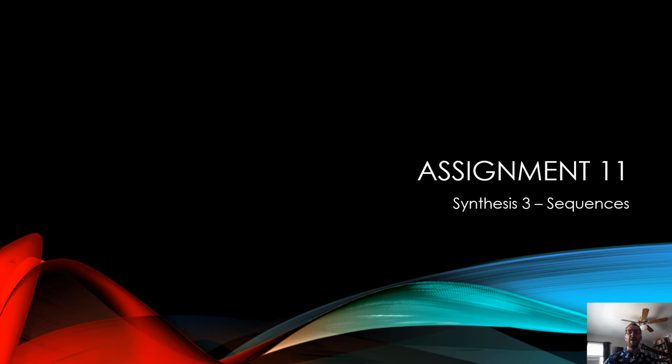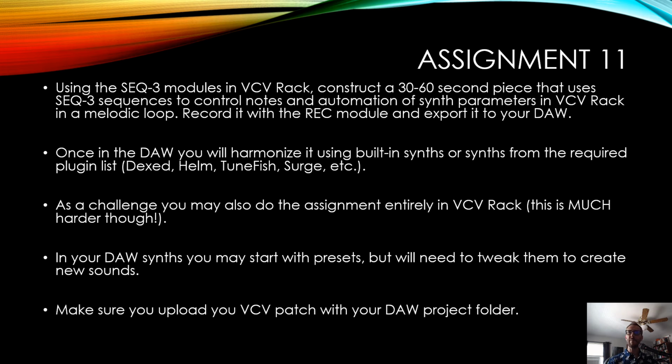So, on that subject of using a program to sequence stuff, you are going to be working with sequencing in synths. Specifically, you're going to use the Seek3 module in VCV Rack to construct a 30 to 60 second piece that uses Seek3 sequences to control notes and automation of synth parameters inside of a melodic loop. Record it and put it into your DAW. Once in the DAW, you will need to harmonize it using the built-in synths or synths from the required plugin list. No real instruments, please.